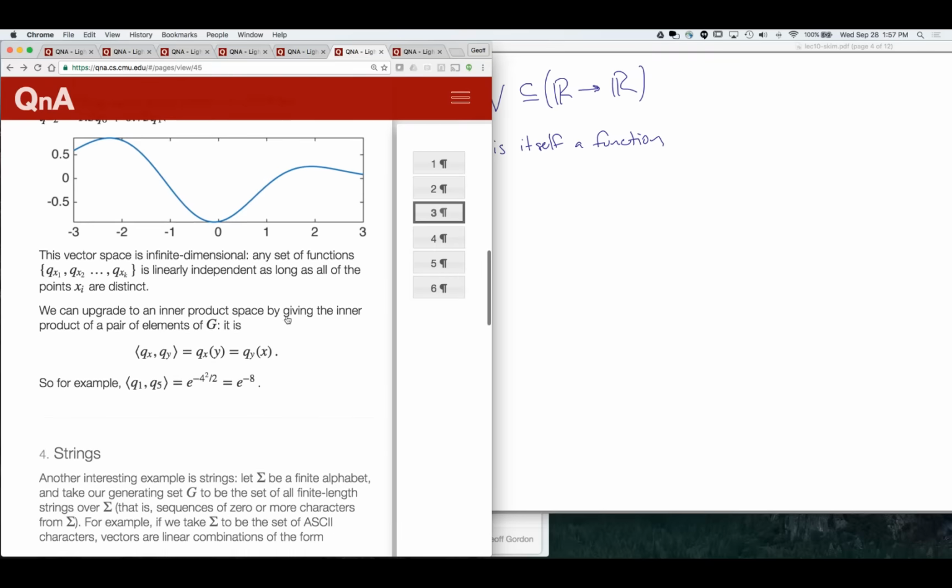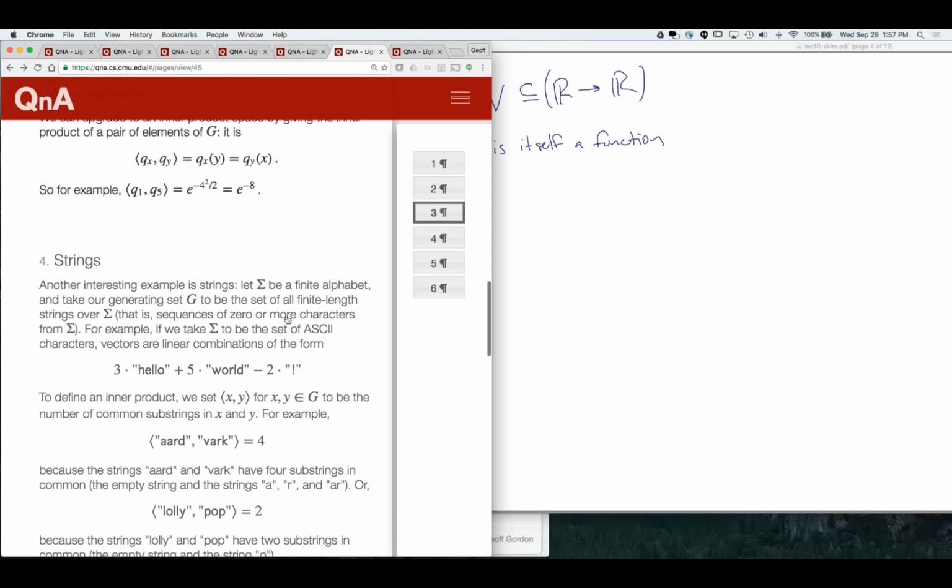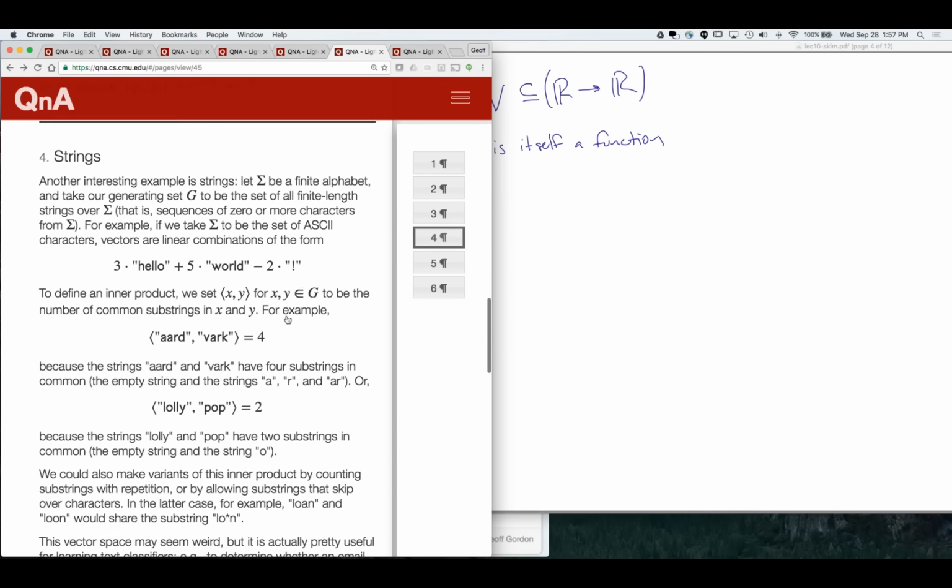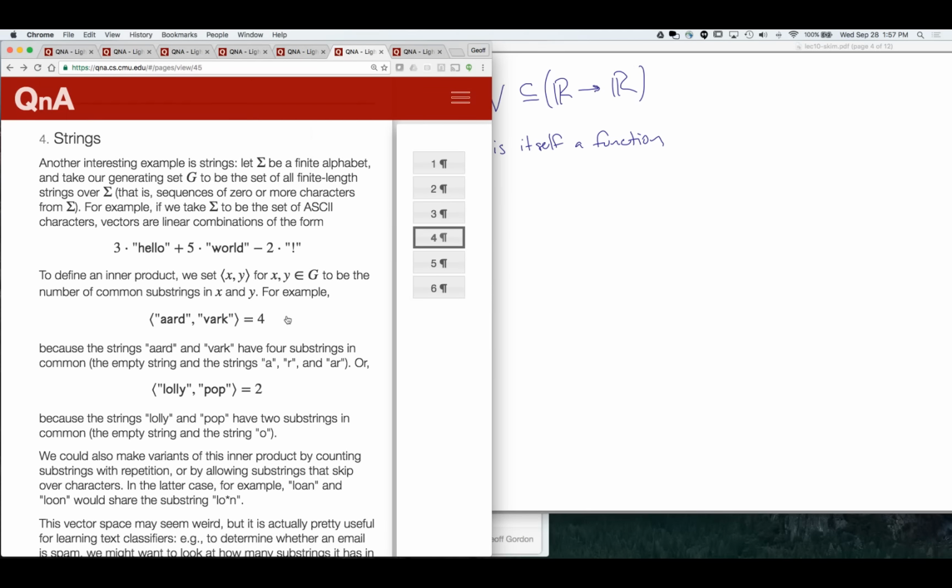So let's go to another example. Here, this is a vector space of strings, meaning that it is a vector space and its elements are strings. So what does that mean? That means that our generating set is going to be a set of strings. In particular, we're going to have an alphabet, let's say the set of ASCII characters, and we're going to have strings over that alphabet. Let's say hello or world.